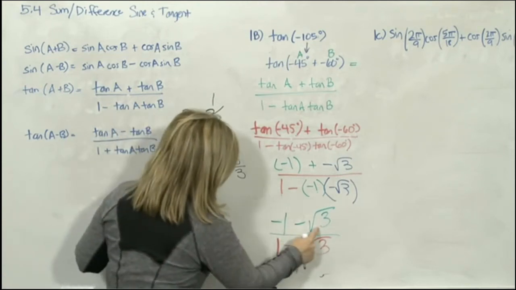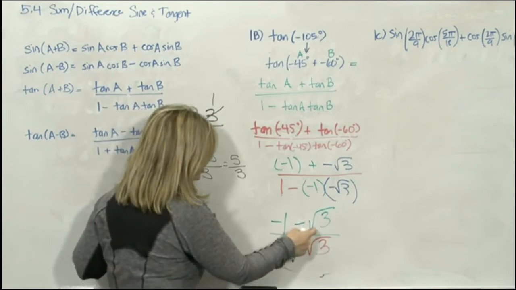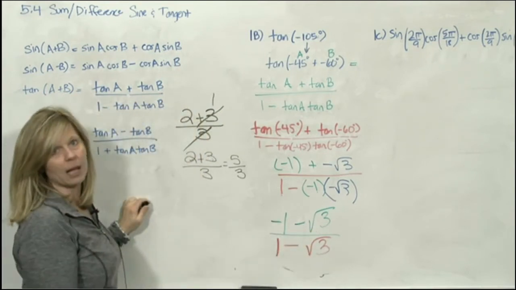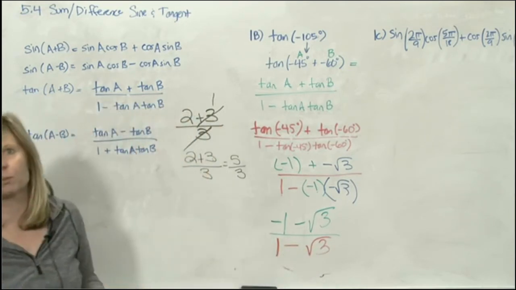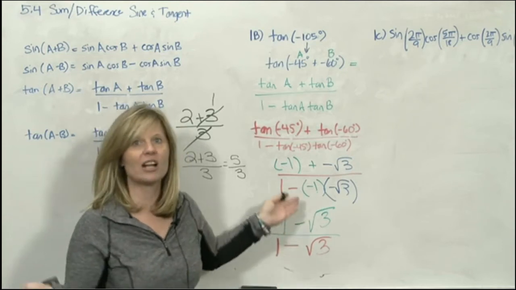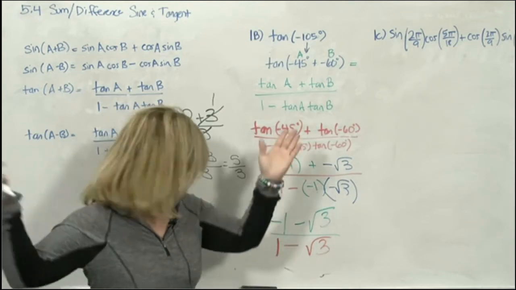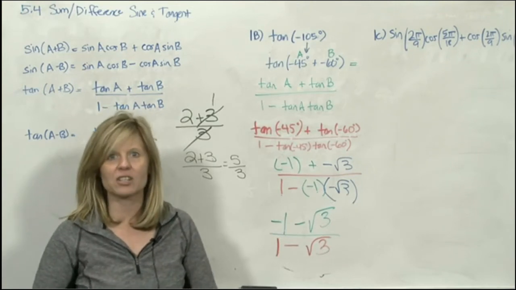This is not multiplication. Listen to how I read it. Negative 1 minus square root of 3. I said minus, not multiplication. This is 1 minus square root of 3. That's not multiplication. So you can't do division. So the question is, do I just leave it? Absolutely not. Can't leave it. The denominator's got to be a positive whole number.